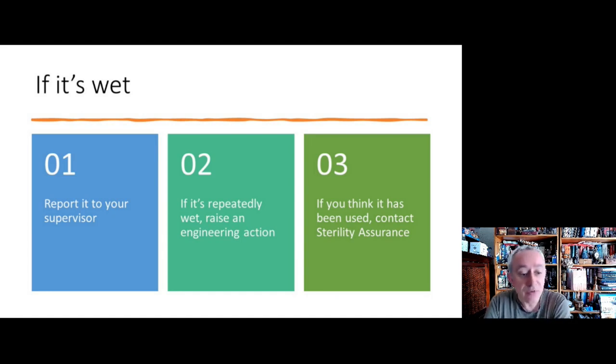So if something is supposed to be dry, and remember dry, we're talking about an absolute term, report it to your supervisor. This could be a vessel, it could be an autoclave load. If it's repeatedly wet, then that's probably a sign that the process is not working properly. So we must raise an engineering action. If for any reason you think it has been used, like a wet autoclave load or a vessel that's been used say after 10 hours and it's still potentially wet, then this must be reported to the Sterility Assurance Department for an emergency product risk evaluation.